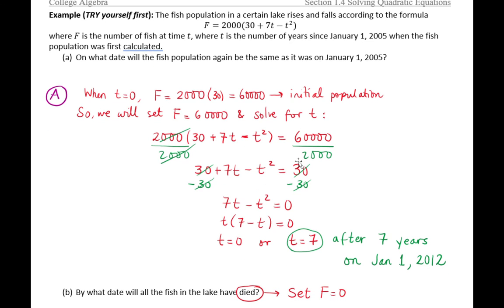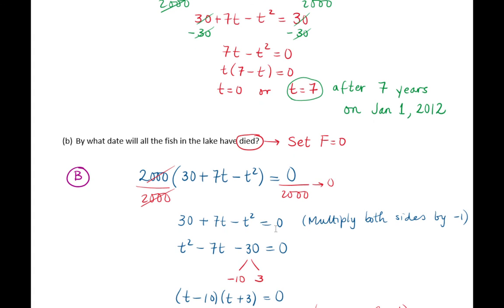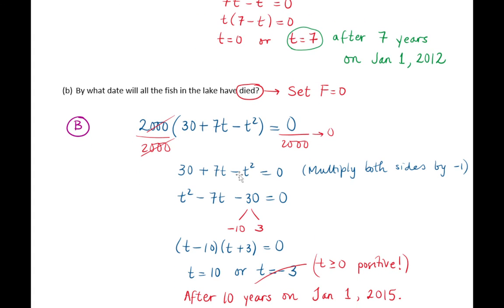And there is a second part. What do you think if they ask you at what date will all the fish in the lake have died? What do you think about this? Can you pause the video and just try to solve this problem for a couple minutes? So now you can simply check that. You set it equal to 0, of course. I just put that in here. Died means f is 0. So I set it equal to 0. I have a quadratic equation, and you can always make this t squared coefficient positive by multiplying everything by negative 1.